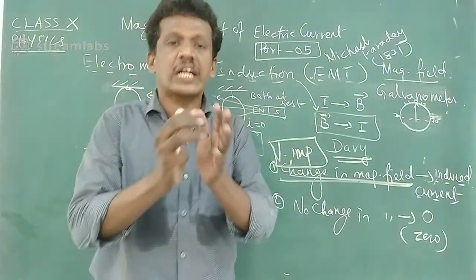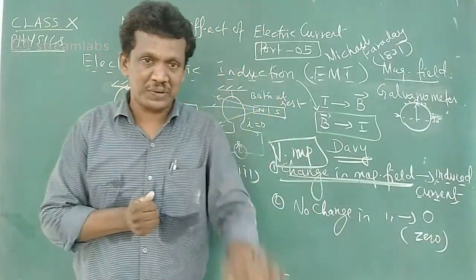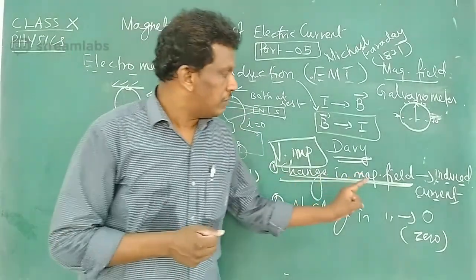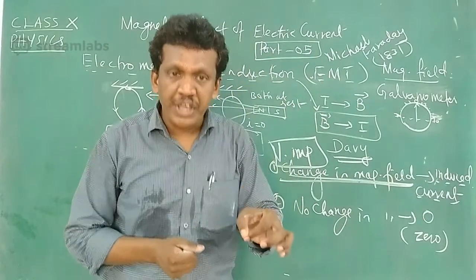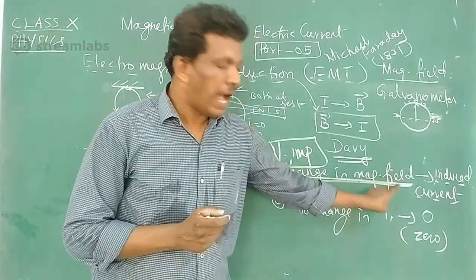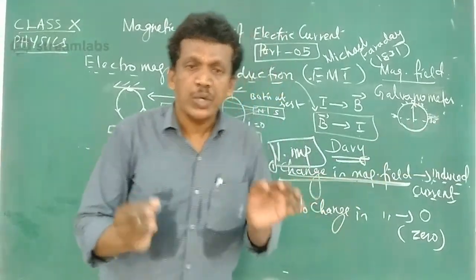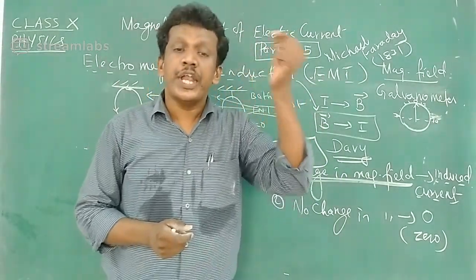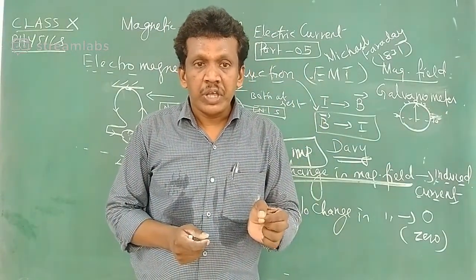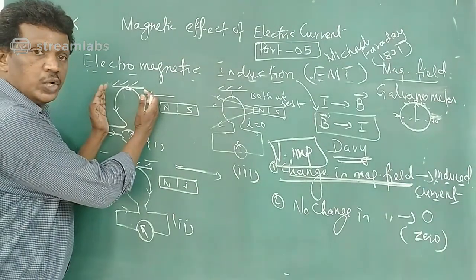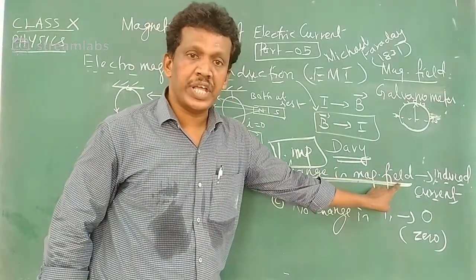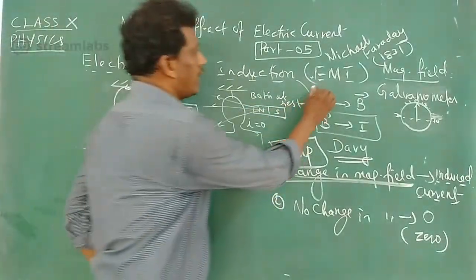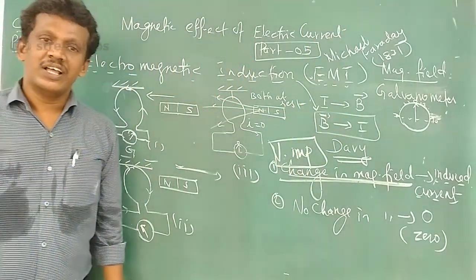So what is electromagnetic induction? Very important definition I am going to give. The phenomenon of producing potential difference or current in a coil due to changing magnetic field linked with it. If you want to write now, a very simple definition I give. The phenomenon of producing induced current in a coil due to change in magnetic field linked with it is called EMI, electromagnetic induction. That's all. Let me go into detail.